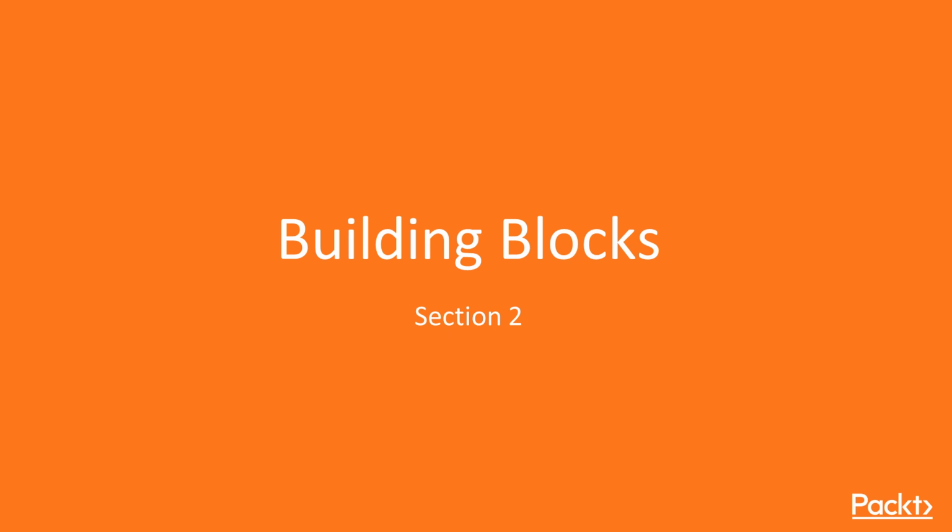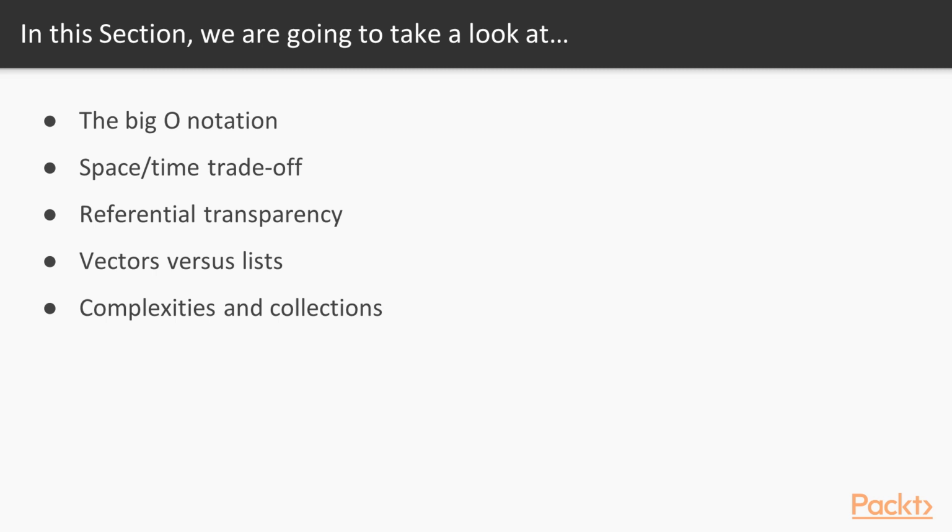This section serves as a refresher on some fundamental concepts. This section starts with a look at the big O notation. Space-time trade-offs is another important aspect of algorithm design. Then we'll look at referential transparency. Then we'll look at vectors and list data structures and note the trade-offs. We'll conclude by looking at the complexities of some functional idioms.